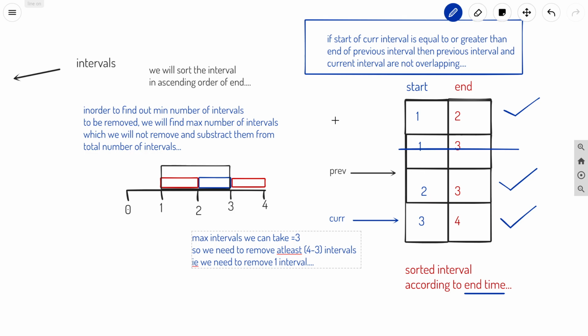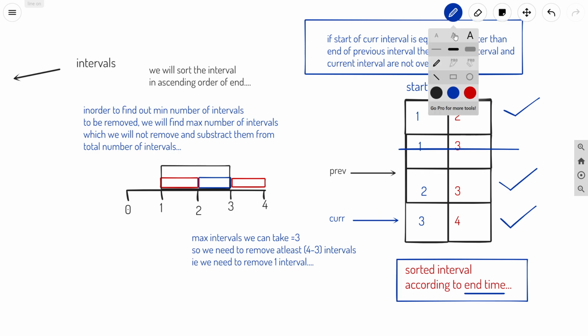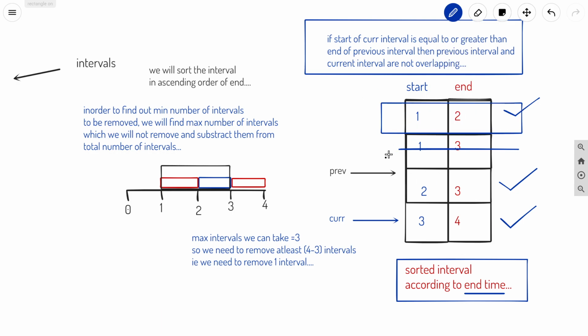So what was the overall summary? We will first sort these intervals according to this condition. Okay, and after this we will create 2 pointers, previous and current, and we will definitely add the first interval. We will check from the second interval to the last interval, and we will check whether the start time of the current interval is greater than or equal to the end time of the previous interval or not.